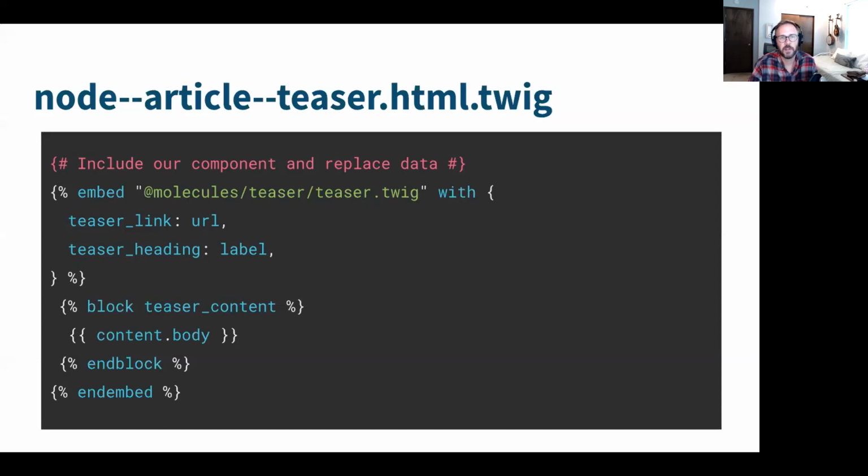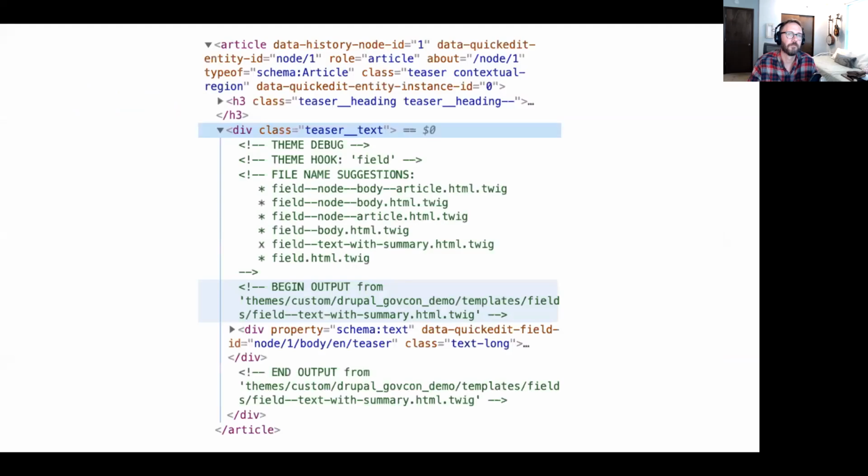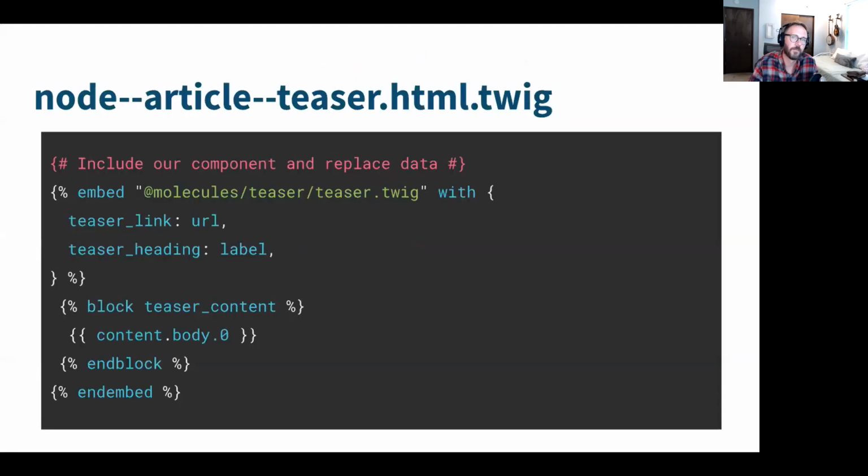By switching to this tag, we can still pass URL and label as variables, but we can move printing content.body into our new teaser content block. And now let's inspect our markup again. So this is much better. We don't have awkward empty paragraph tags hanging out anywhere. We still have our teaser text element if we need to apply any styling to that. And our WYSIWYG section can pass all its goodness through with no incorrect wrapper.